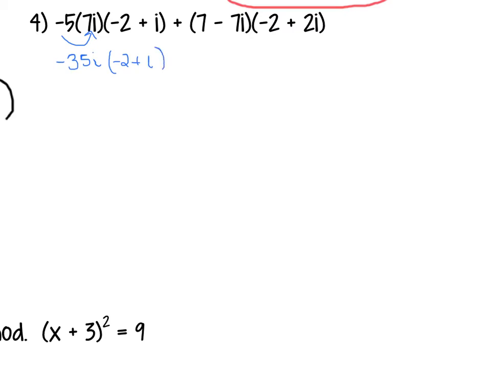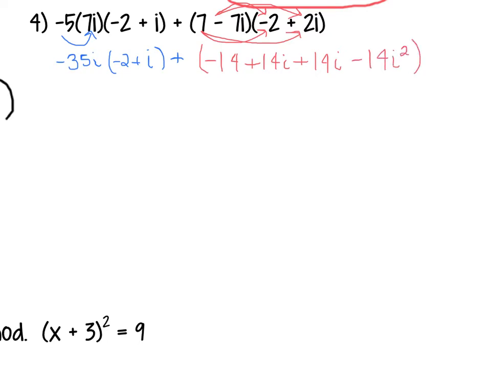Another thing I can do is deal with this other set of parentheses where I must FOIL. 7 times negative 2 creates negative 14. 7 times positive 2i creates positive 14i. Negative 7i times negative 2 gets me positive 14i. And negative 7i times positive 2i gets me negative 14i squared. All right, let's keep going.